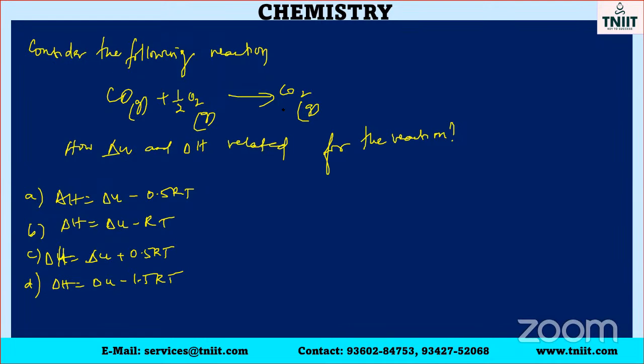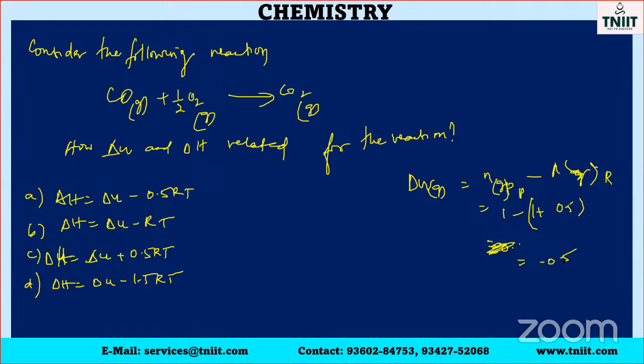So now this is a reaction in which all the reactants and products are in gaseous state. So delta N will be the number of moles of gaseous product minus the number of moles of gaseous reactant. For the product, we have carbon dioxide, 1 mole, minus the gaseous reactant, which is 1 plus 0.5. So delta N will be minus 0.5.